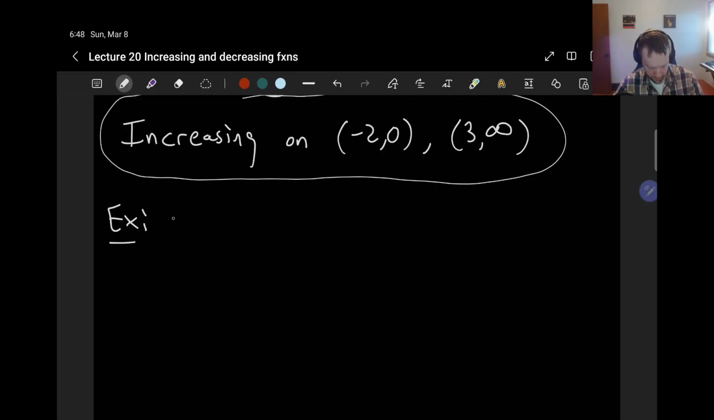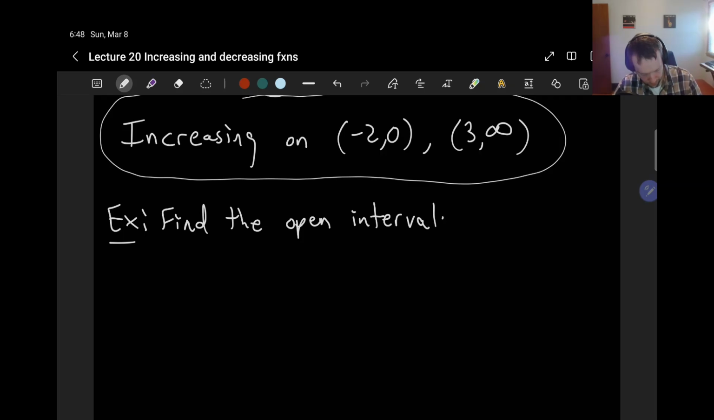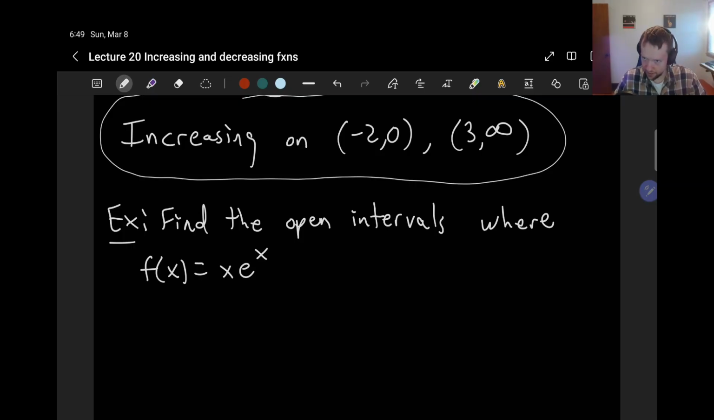All right, let's do something that's not a polynomial. I want to find the open intervals where my function x times e to the x is increasing and decreasing. We'll do both this time.